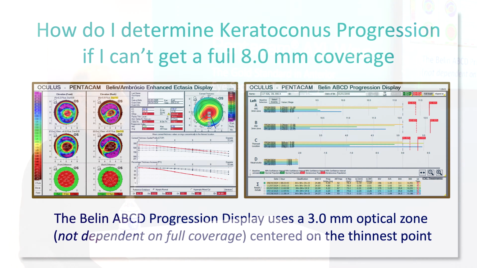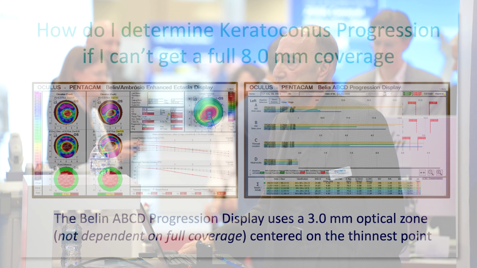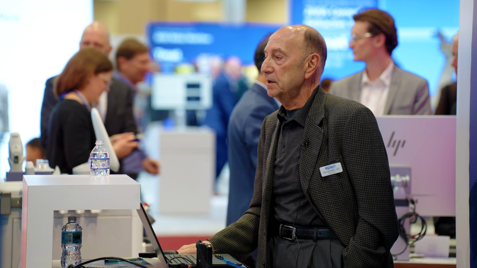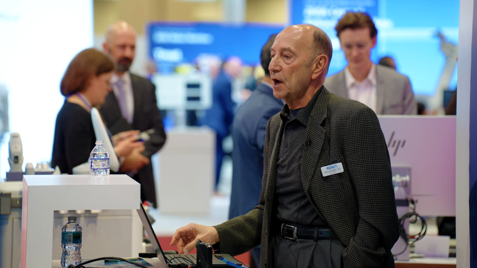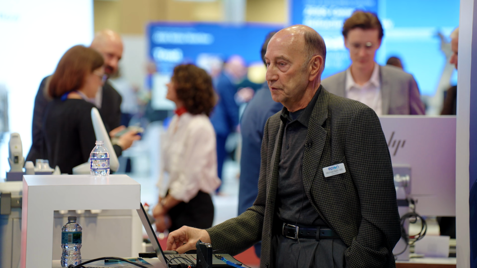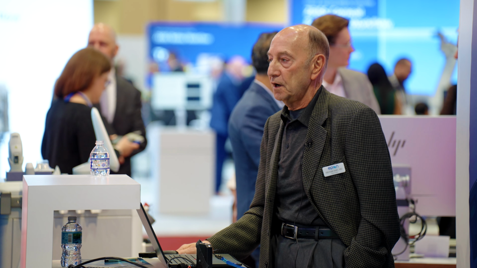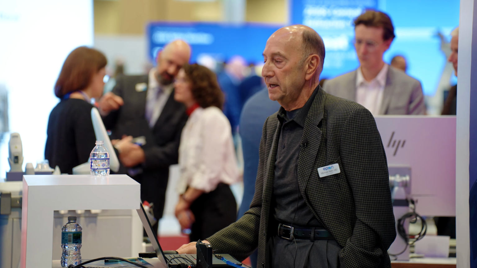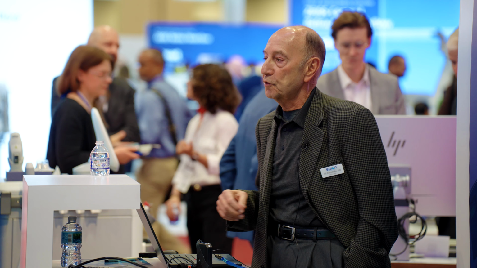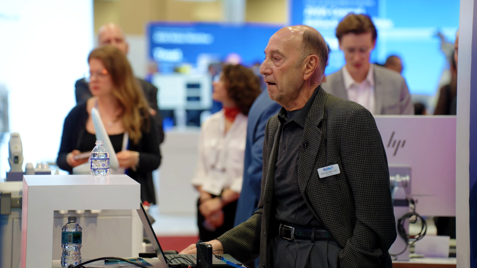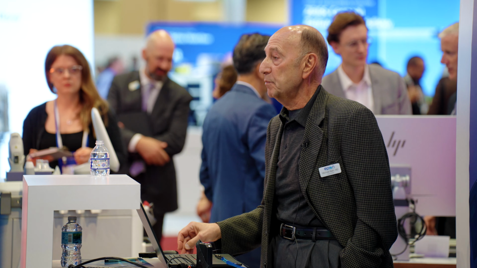This is one of the reasons we developed the progression display. The progression display utilizes a 3 millimeter optical zone centered on the thinnest point, and it shows you the anterior, posterior, and minimal corneal thickness. It does not require a full 8 millimeters of coverage. The progression display is relatively insensitive to coverage, and that's one of the major advantages to utilizing it to determine whether your keratoconus patient is stable or progressing.